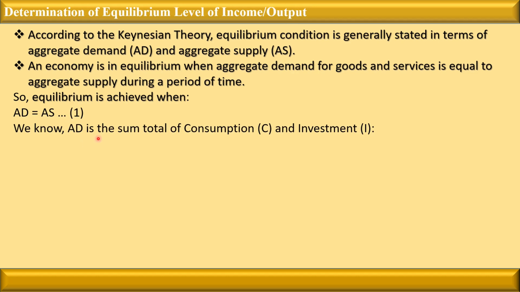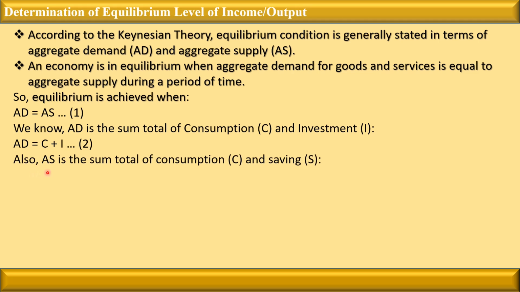We know that aggregate demand is the sum total of consumption and investment. So we can say that aggregate demand is equal to consumption plus investment. Also we know aggregate supply is saving plus consumption.